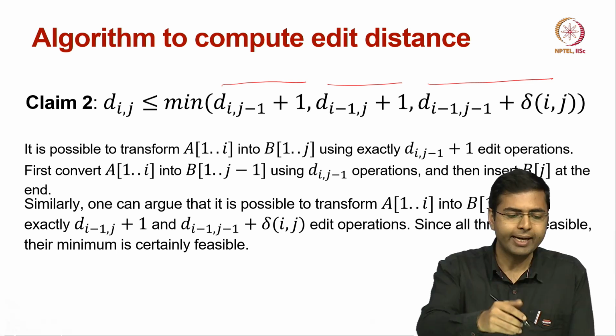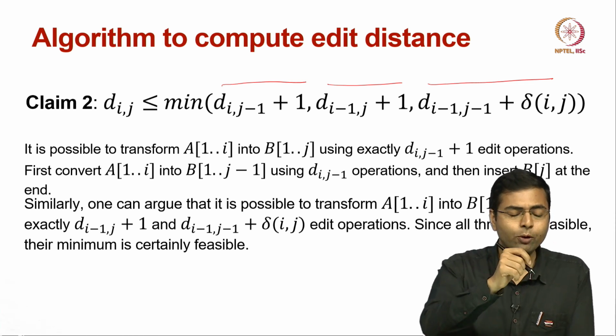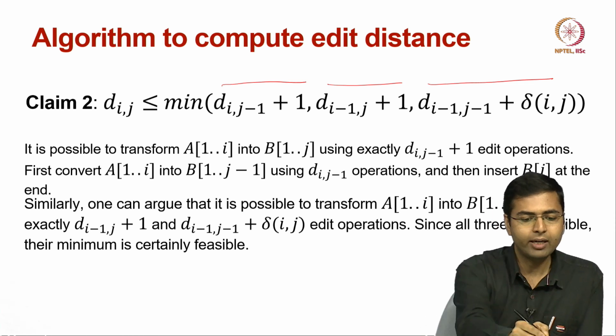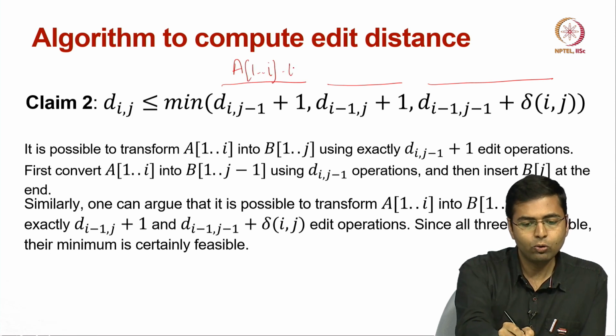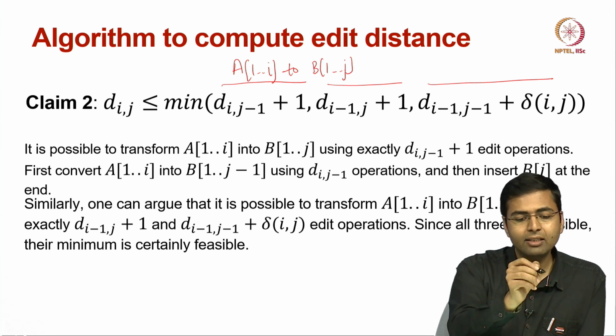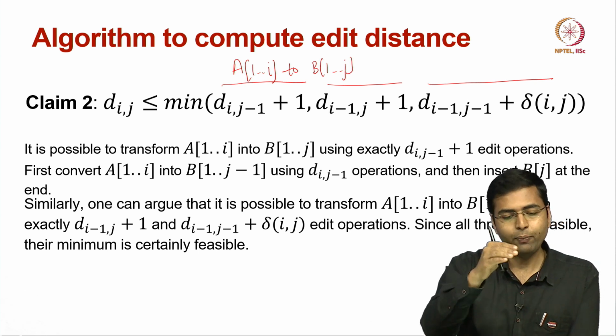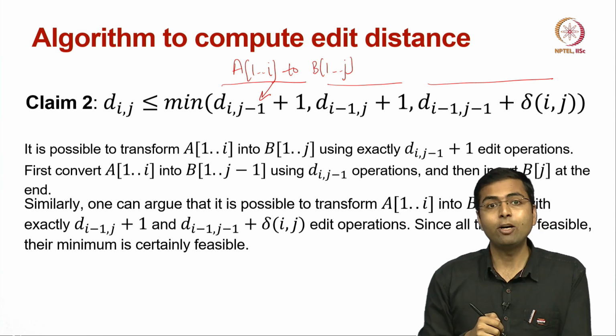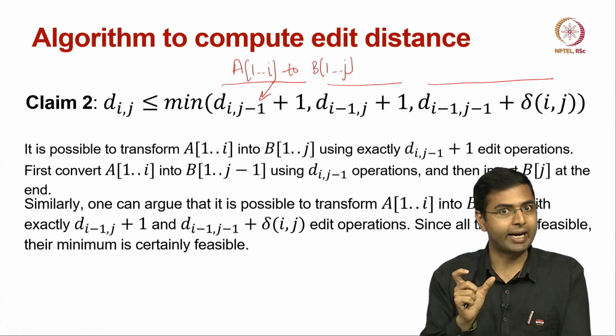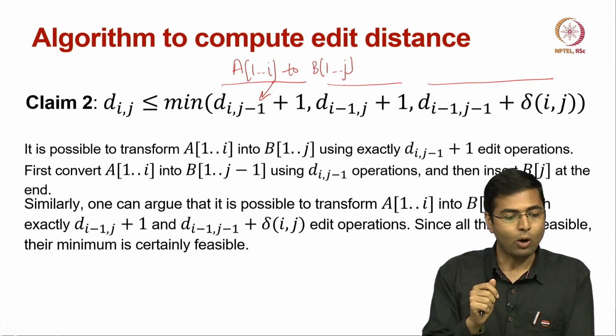So, it turns out that I can argue that there is a way in which I can convert A_1 to i to B_1 to j. I can convert sequence A_1 to i to sequence B_1 to j using exactly these many edit operations. There is a way to do that. So, how would I do that?